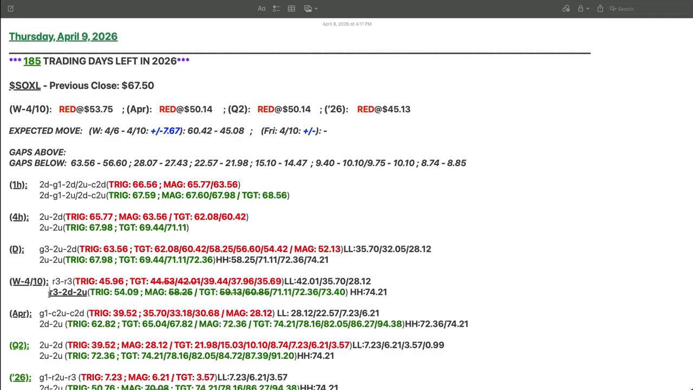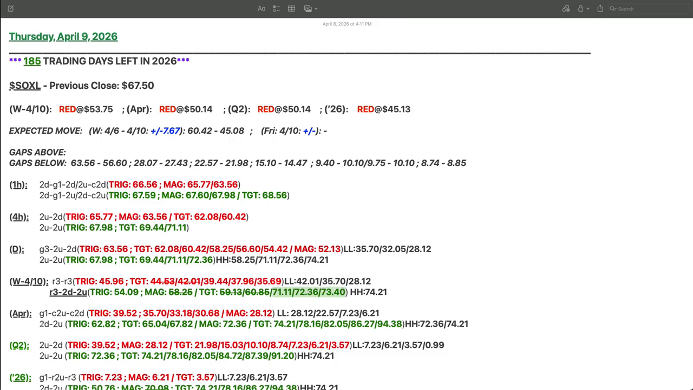Now on the week, we triggered the 3 2 down 2 up at 54.09. Magnitude was 58.25, so we obviously ran through that, as well as 2 of our extended targets, and because we jumped so high, we would have had something after the 60.85, but here we are today, and we've already shot up past 67. So here are the extended targets out there for you for the week.